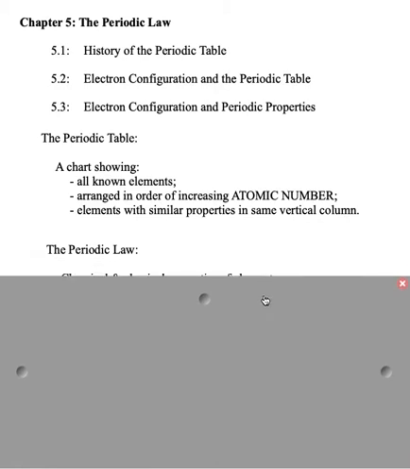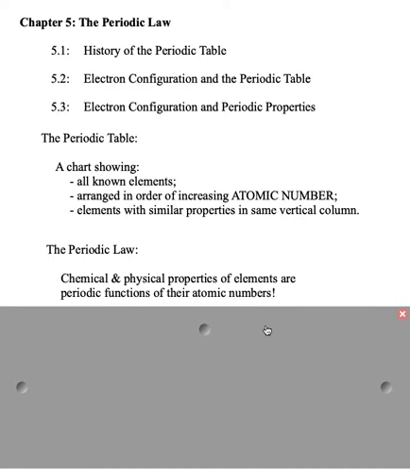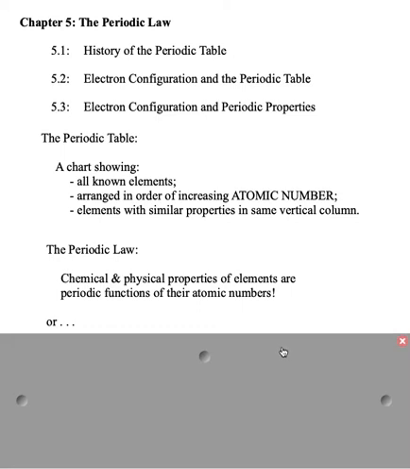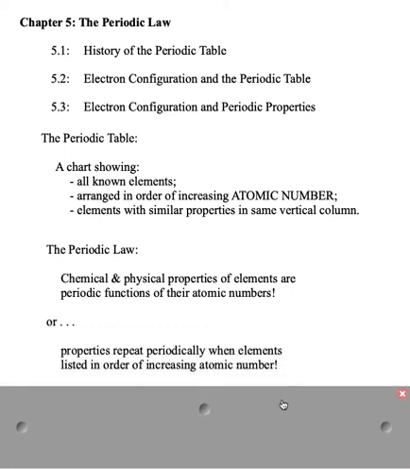The periodic law is a natural law that says that the chemical and physical properties of elements are periodic functions of their atomic numbers. Or, another way of saying that, is that properties repeat periodically when elements are listed in order of increasing atomic number. So if I took all the elements, all 118, lined them up in a big row, I would see that certain characteristic properties reoccur on a periodic basis, just like every seventh day is Wednesday.